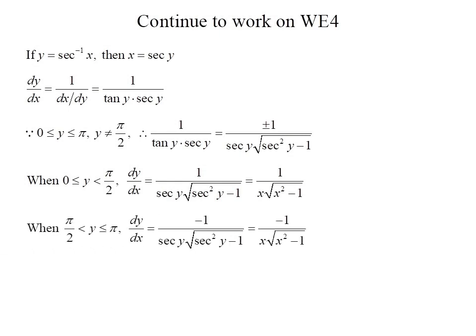When y is greater than pi over 2 but less than or equal to pi, the derivative of arc secant x equals the reciprocal of the negative product of secant y and the square root of the square of secant y minus 1, which equals the reciprocal of the negative product of x and the square root of x squared minus 1.